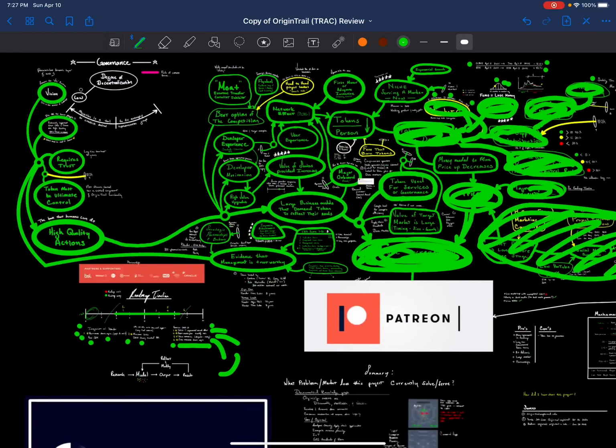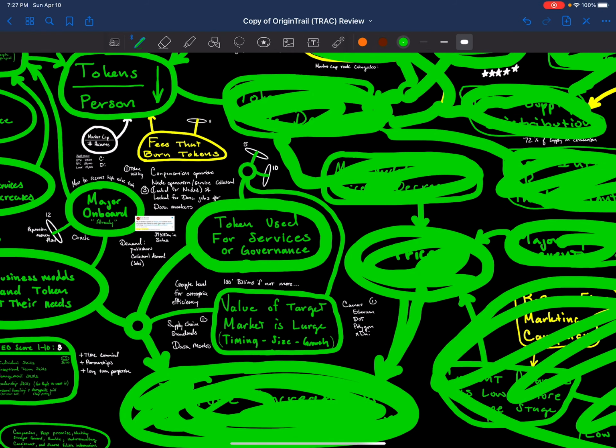I think that could be the case. So those are all things that could lead to price performance. Money move decrease. All right.